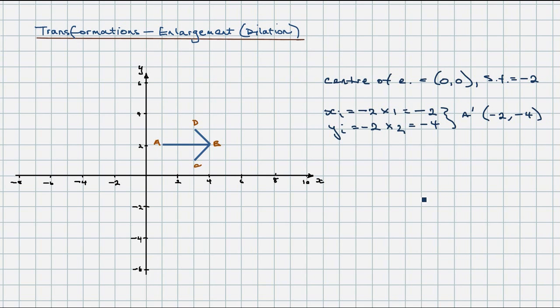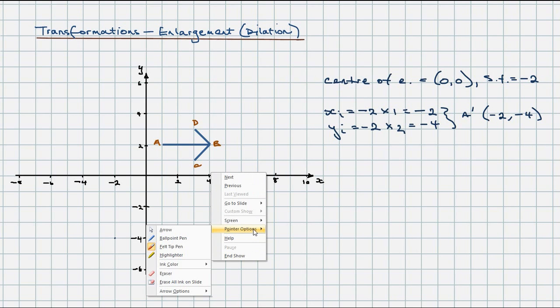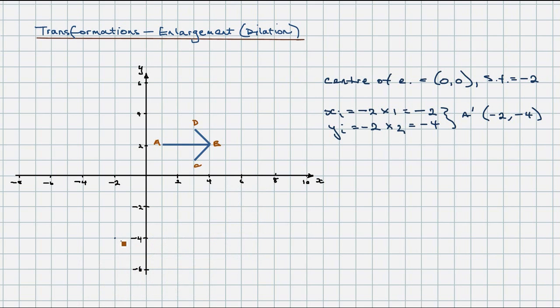Okay. So in other words, A prime is going to be minus 2 along and minus 4 down. So that's going to be here. Okay. So let's just label that A prime. Okay, that's done the first one. I'm not going to go through the whole of this process, but let's do one more.